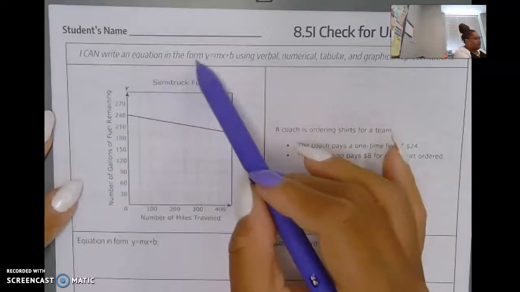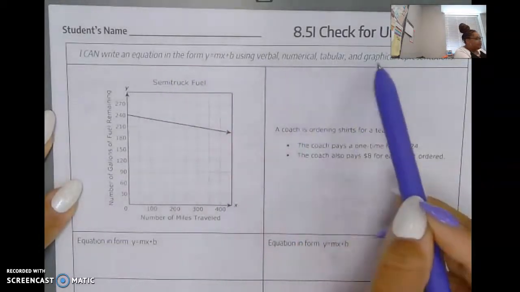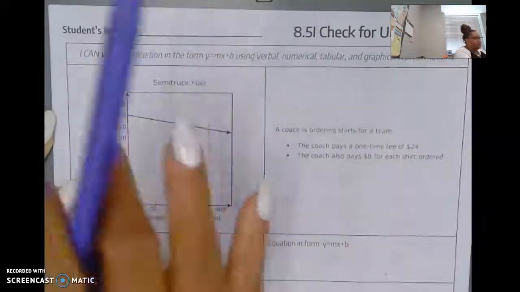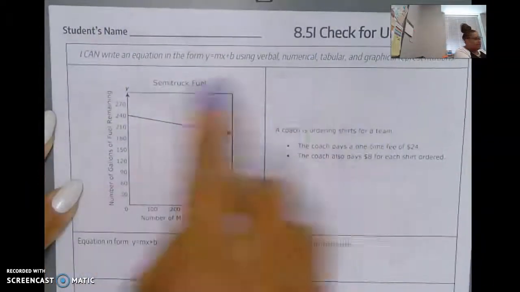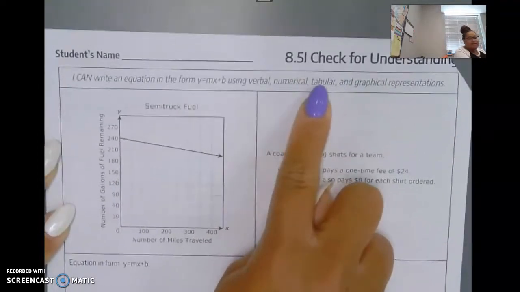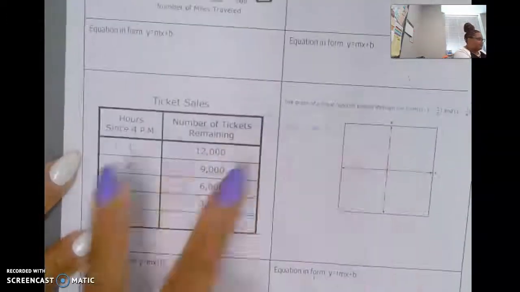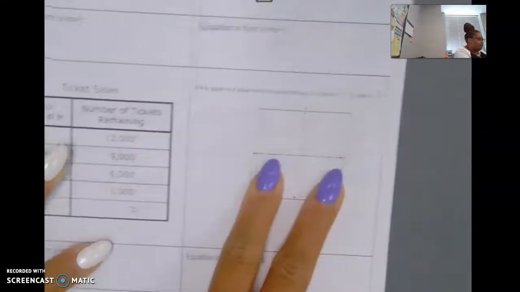8.5i, this is writing an equation in y equals mx plus b form using verbal, numerical, tabular, and graphical representations. So we're taking a graph and writing an equation. We're taking words and writing an equation. We're taking numbers, writing an equation, a table, and writing an equation. This is verbal. This is a graph. This is a table, and this is also a graph.